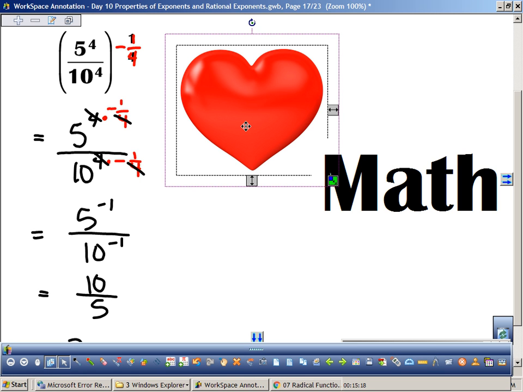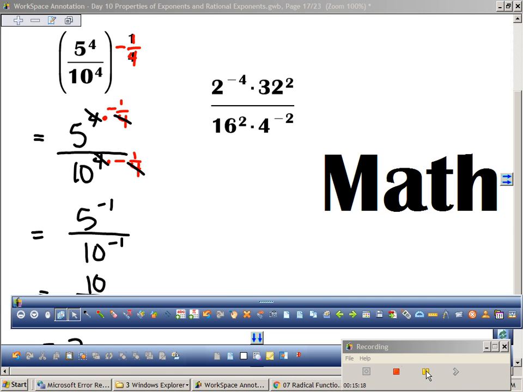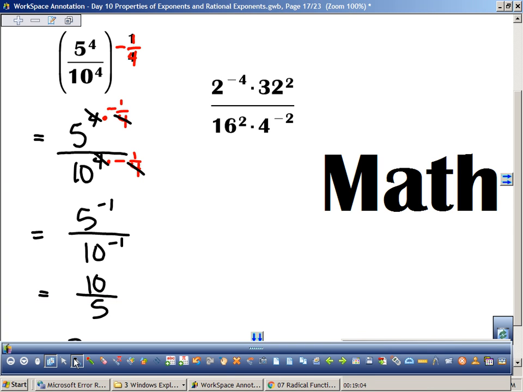Let's try the one under the heart. Can you do that? You guys practice that one for a second. Come on. All right, guys, this is how I would do this one.